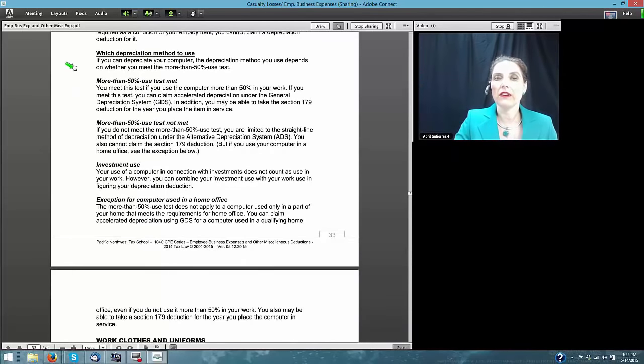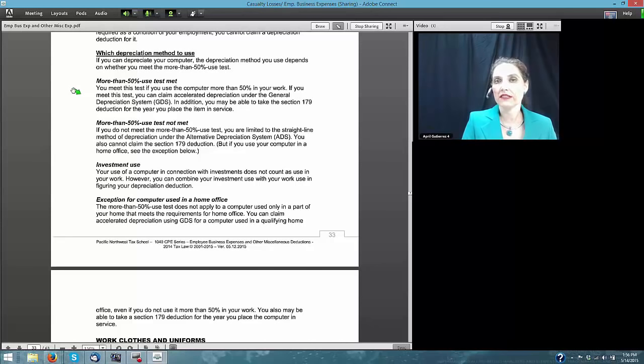Now, if you are able to show that the computer is used for business, there is a business purpose for having it, you can depreciate it. You don't just take it as an expense, you depreciate it. And if the computer is used more than 50% for business, you can claim a Section 179 deduction on it, but if it's used 50% or less for business, then typically you are going to be limited to the alternative depreciation system, straight line on it.